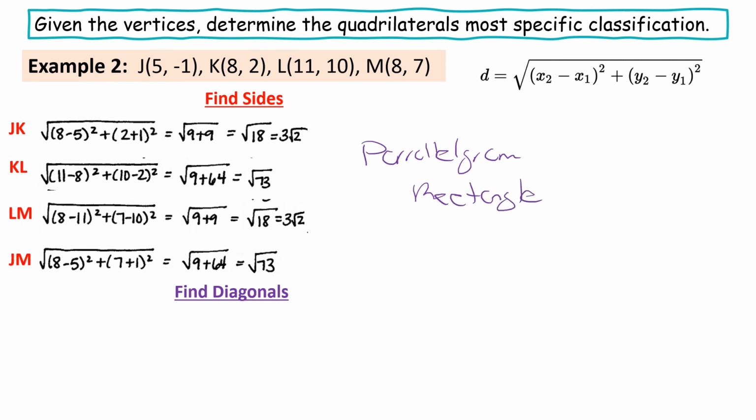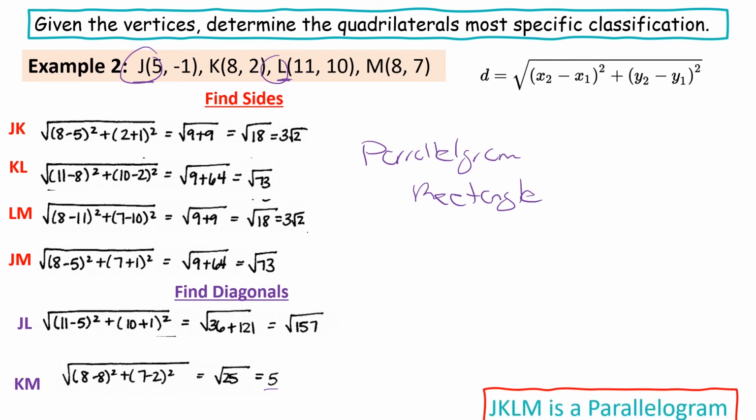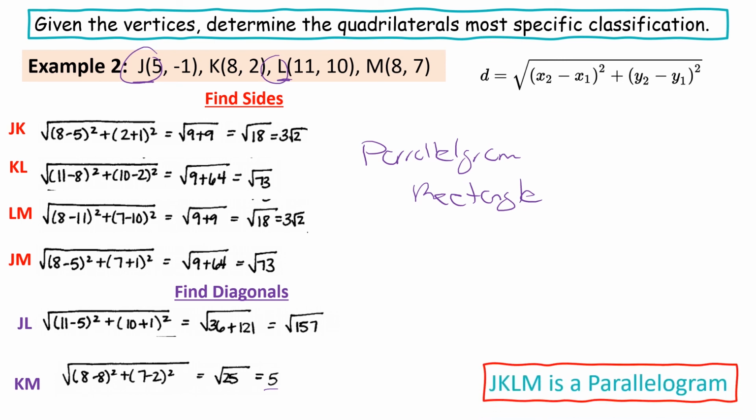But now we need to find the diagonals. So JL, remember the opposite letters here, would be the square root of 57, and KM would be the square root of 5. So the diagonals do not match. In a rectangle, the diagonals do match, right? So it cannot be a rectangle, so it would have to just be a parallelogram.